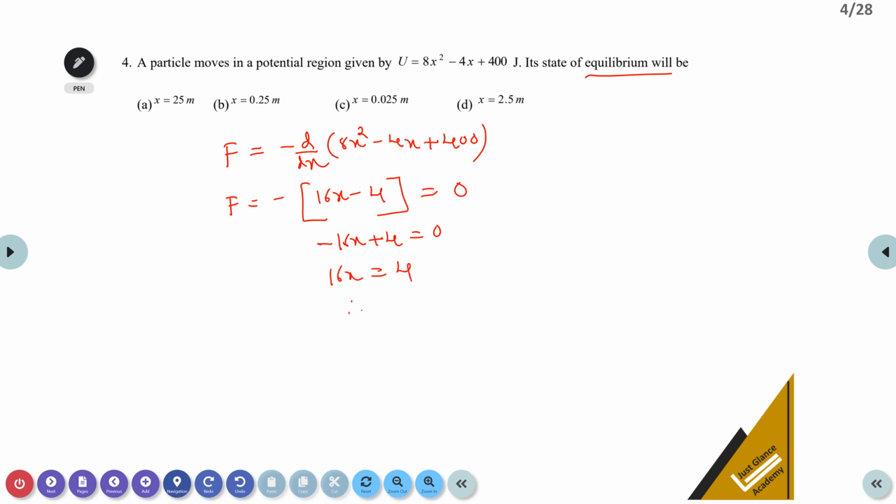Then just to modify it, it is minus 16x plus 4 equal to 0, or else 16x equal to 4. Therefore, x equal to 4 by 16 equal to 1 by 4 equal to 0.25. Here there is confusion, all have 25 in them. Carefully mark it. This is x equal to 0.25. It is the right answer.